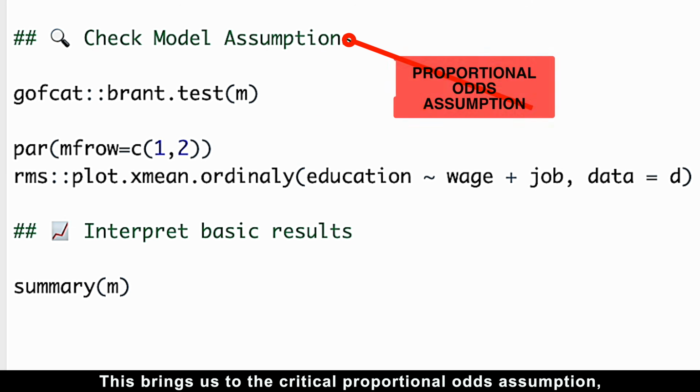This brings us to the critical proportional odds assumption, which we must verify to ensure our model is truly ordinal. Why check it?